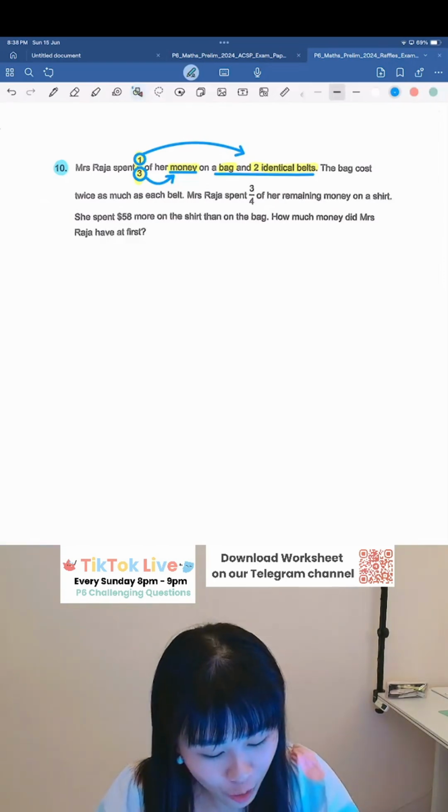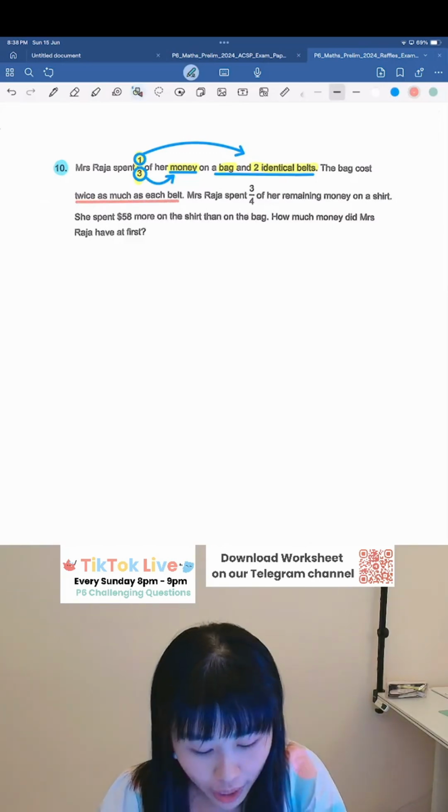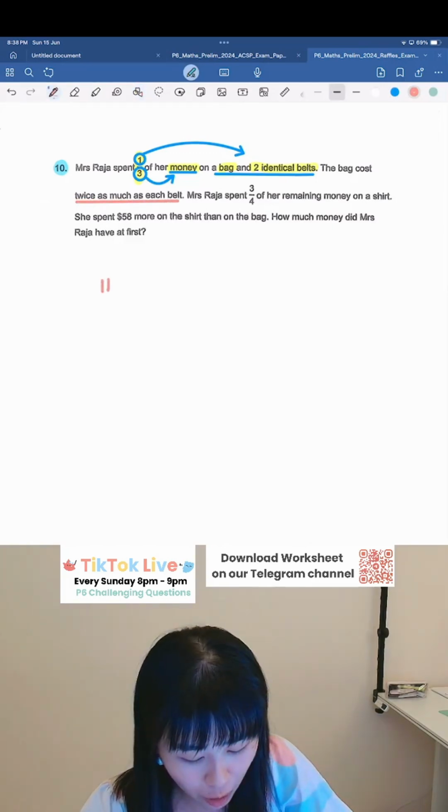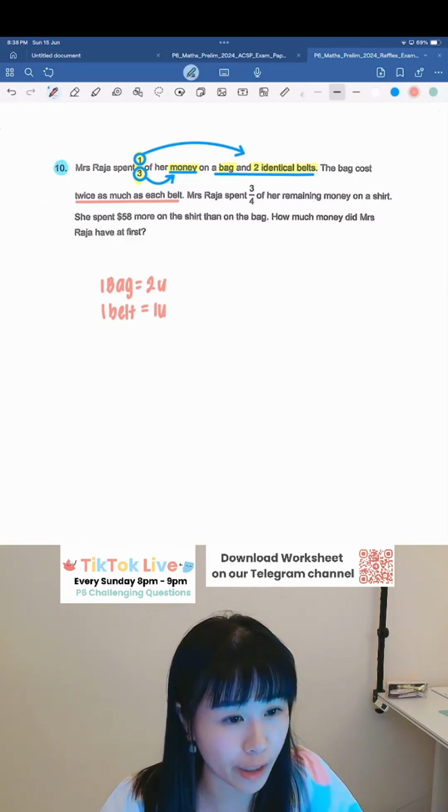Okay, so the bag costs twice as much as each belt. When I see this, I will straight away write down 1 bag is 2 units, 1 belt is 1 unit, because twice is 2 units to 1 unit.